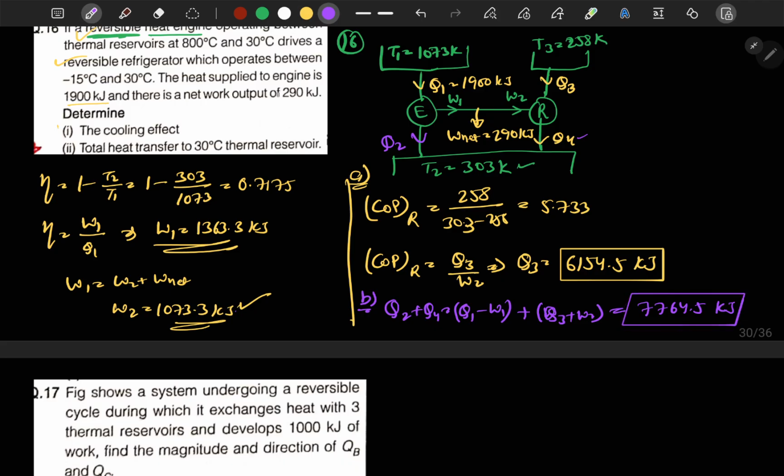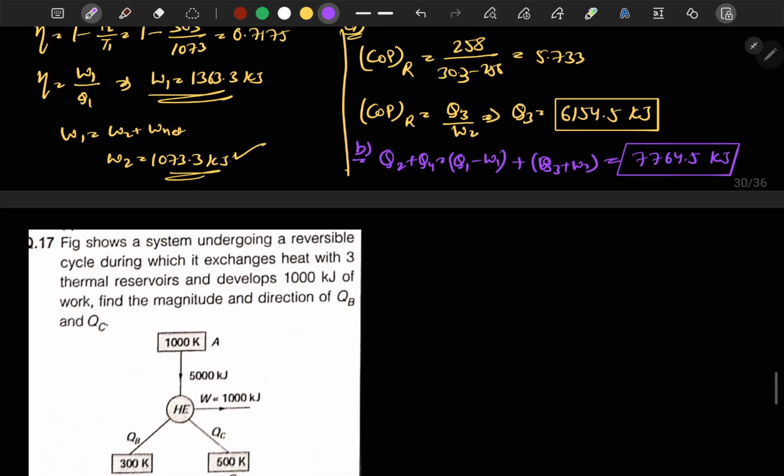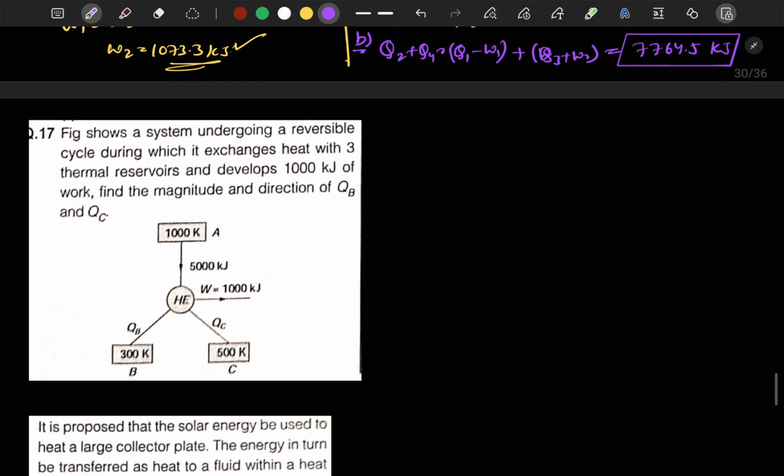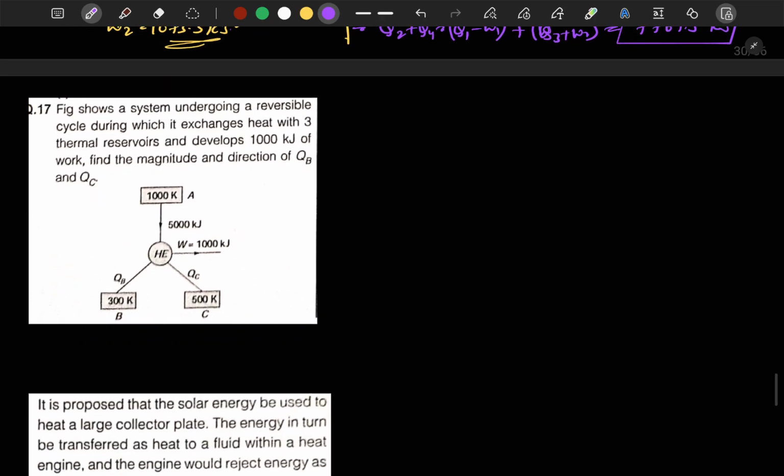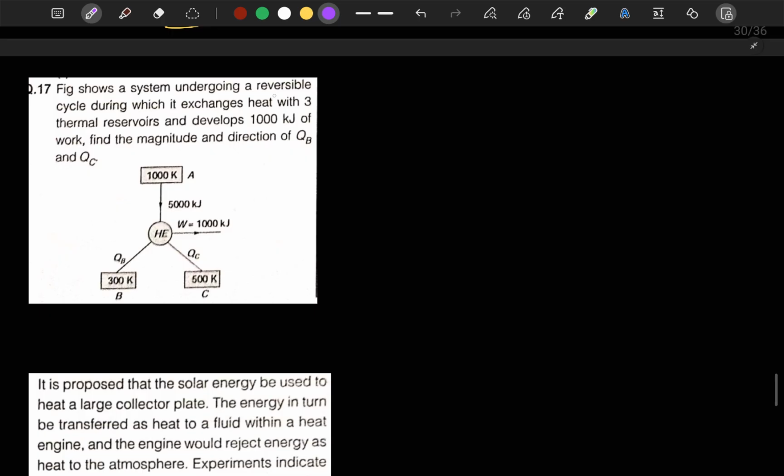Now we will be moving to question number 17. It is mentioned that a figure shows a system undergoing a reversible cycle. A reversible cycle is exchanging heat with 3 thermal reservoirs and develops 100 kilojoule of work. Find the magnitude and direction of QB and QC.